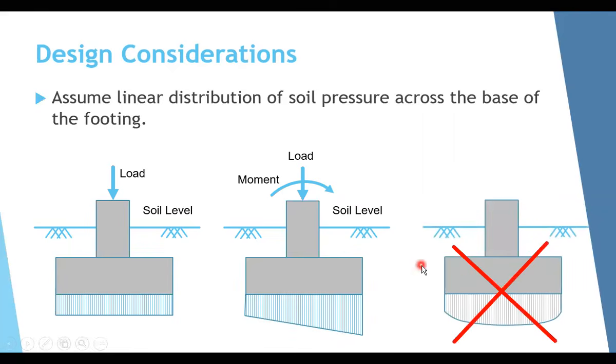Of course, in reality, sometimes you may have non-linear distribution. It could be higher under the column or higher at the edges, depends on many parameters. But just to facilitate our design, the code here is assuming that we will assume only linear distribution. It could be uniform, it could be linear with higher value at one side and lower value at the other side. We will not assume non-linear distribution of soil pressure because it will make it very complicated in the design of reinforcement and check for shear and punching shear.